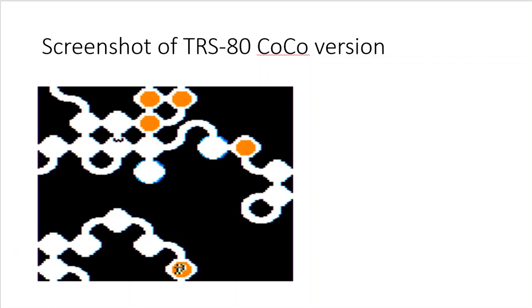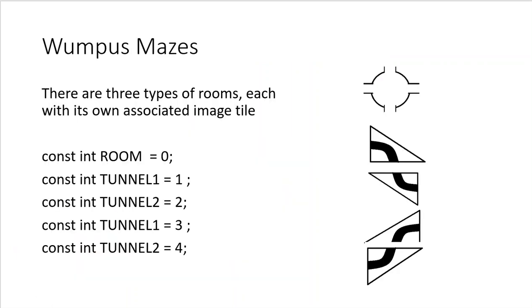If you stare at this long enough, you will see that there are 5 different types of rooms or locations. So you're going to need some graphic tiles to represent those tunnels. And then you're going to need some constants to indicate which type of location a particular room is.